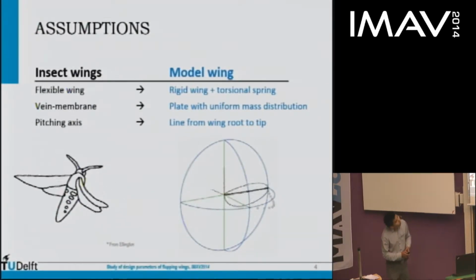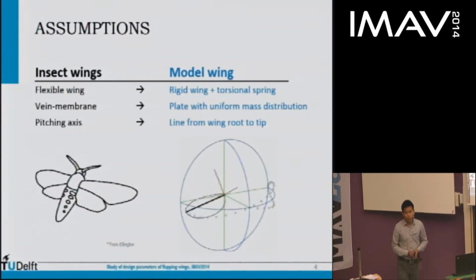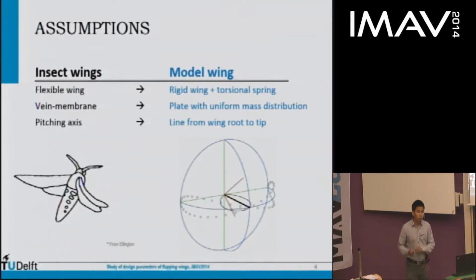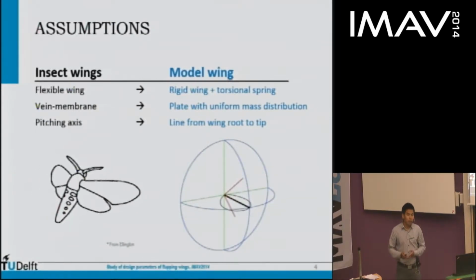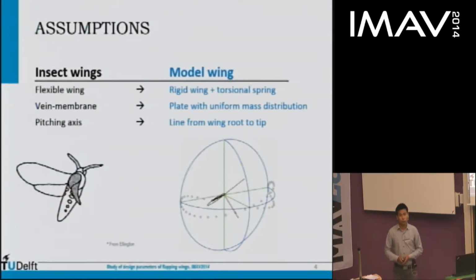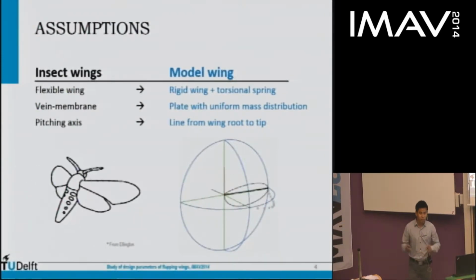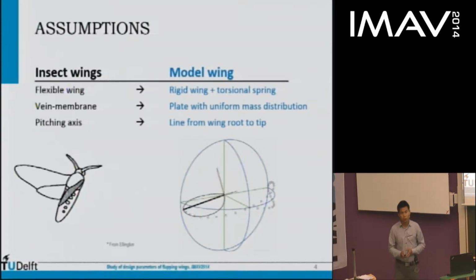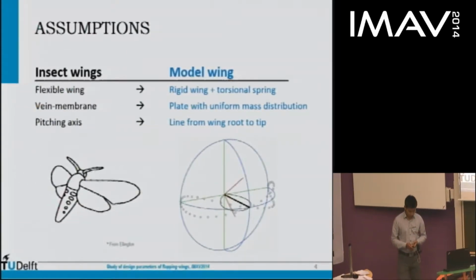Before I introduce the main content, three assumptions should be introduced first. First, the flexible insect wings are represented by a combination of a rigid wing and a torsional spring. And the membrane-like wing structure is replaced by a plate with uniform mass distribution. The third assumption concerns the pitching axis of the insect wing, which is not very clear. Here we assume the line from the wing root to the wing tip as the pitching axis.